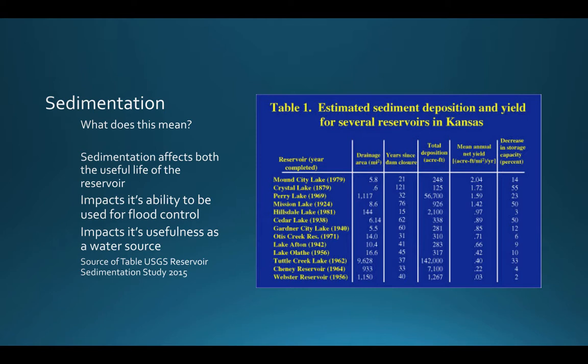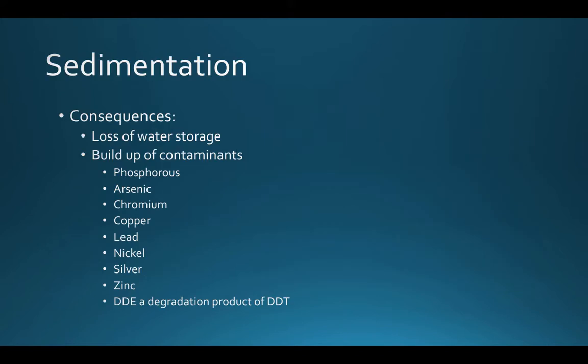We see Cedar Lake has a 50%, Mission Lake 50% loss of capacity. Crystal Lake, over 100 years old, has a 55% decrease in storage capacity. And this has all been by sedimentation. Some of the other consequences of sedimentation are the loss of storage and the buildup of contaminants. A lot of the contaminants that we're looking at building up are, again, some of those minerals, some of those metals, and some of those other byproducts that we have of past chemical usages.